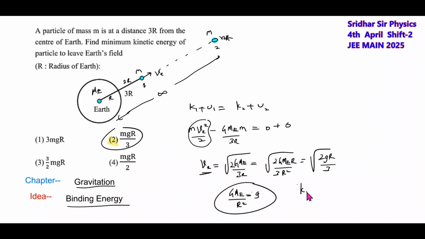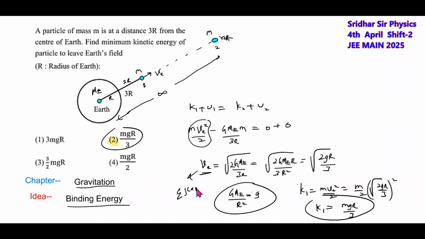Okay, I'll do one thing. Substitute this. Two GR by 3 whole square. So this will become mgr by 3. He is asked about this kinetic energy. If they ask you escape velocity, this is the formula. Fine, able to understand?